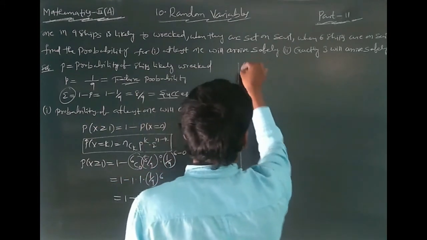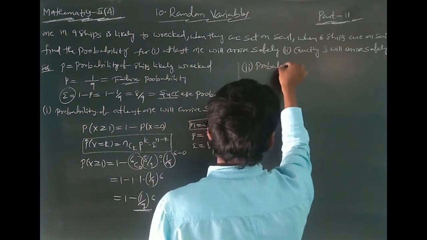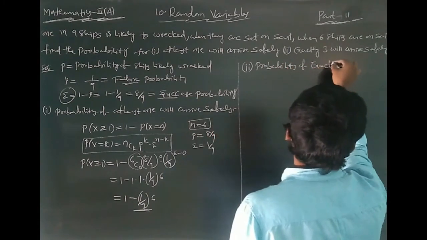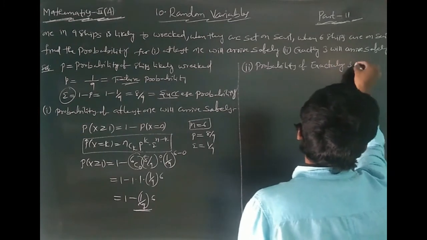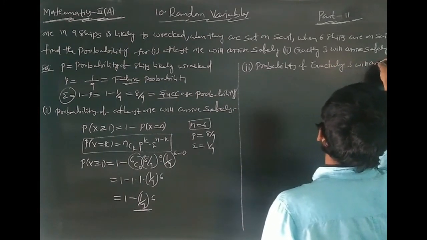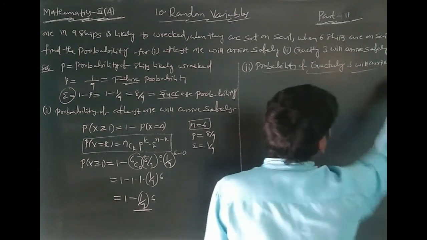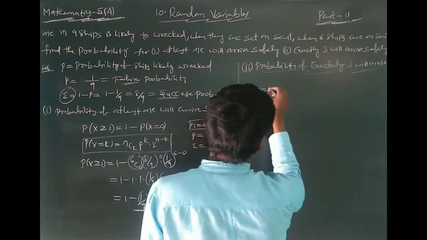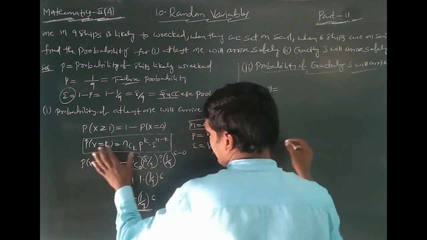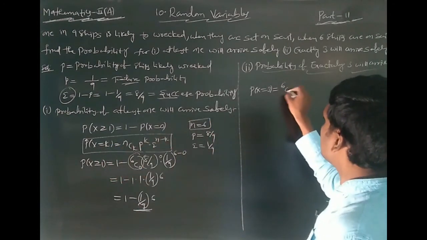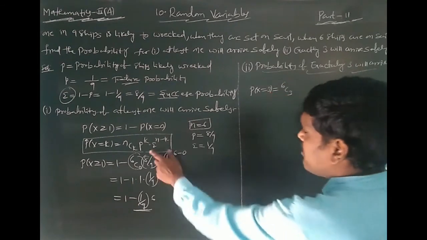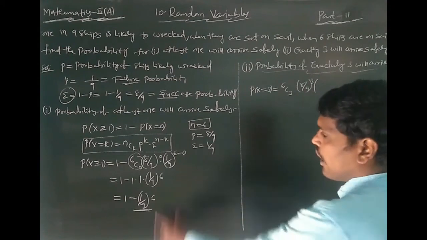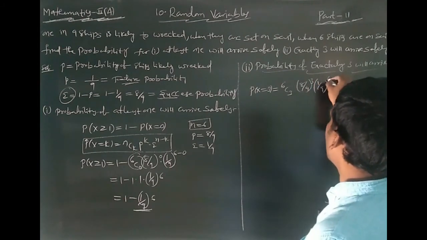What is the second one? Probability of exactly 3 will arrive safely. Here 3 ships arrive safely. Exactly 3 is nothing but P of x equal to 3. You can write in this formula, n value is 6, C, k value is 3, P value is 8 by 9 whole power 3 into Q value is 1 by 9 whole power 6 minus 3.